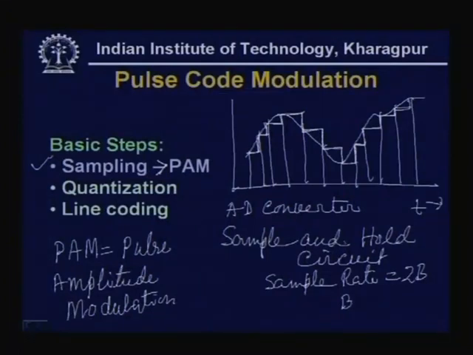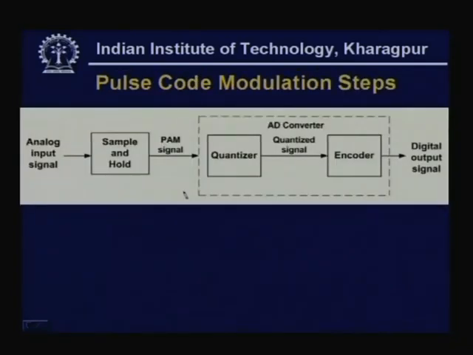After we have got the digital data, it can be converted into a digital signal using suitable line coding, which you have already discussed. So, this is the process: the analog input signal, which is obtained maybe with the help of a microphone.